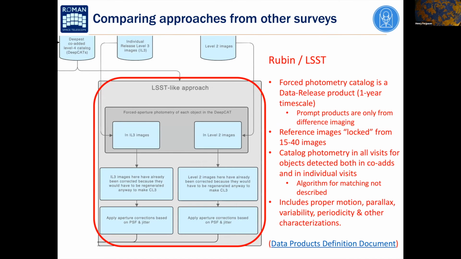Ruben's plan is to do forced photometry on a sort of a release product time scale, so a 1-year time scale. They also produce prompt products, but those are from difference imaging, not this kind of forced photometry. The reference images will sort of be locked from release to release of this kind of variability catalog. And they plan to do a fair amount of characterization of variability.